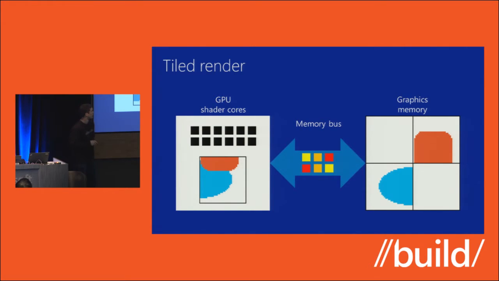Okay. Next, scissor rect. Let's say that you're only going to render to this lower right-hand corner.